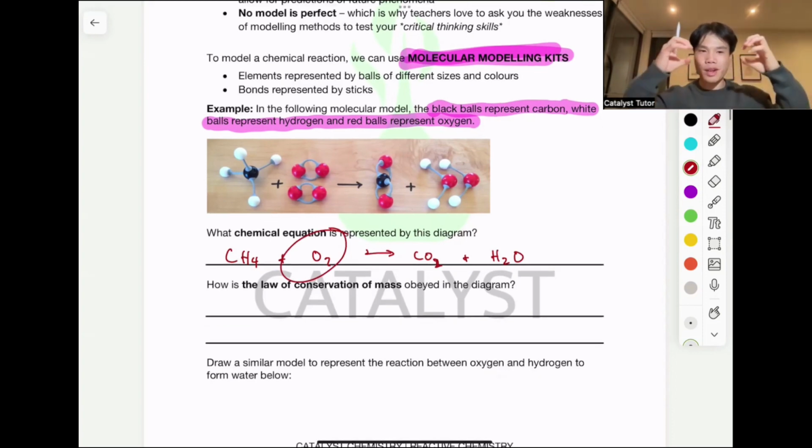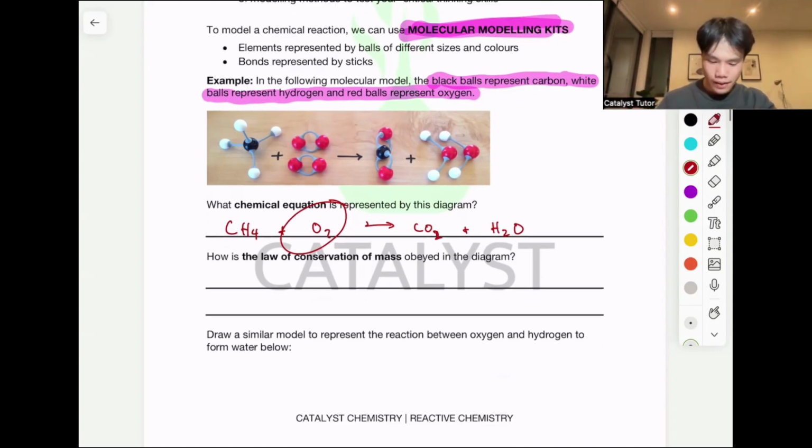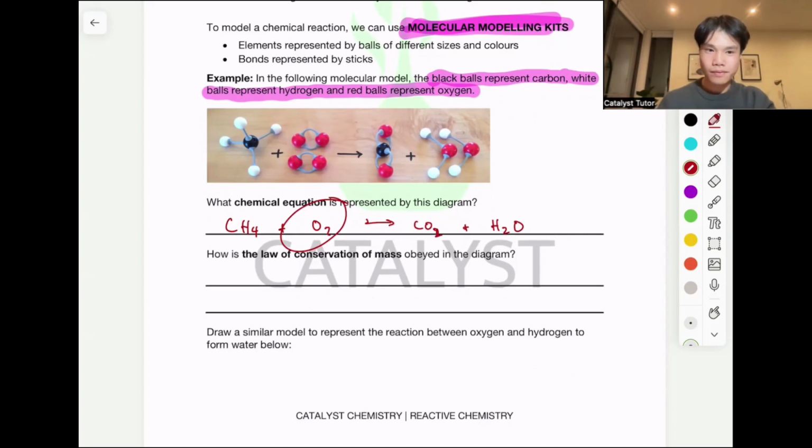So using plastic balls and plastic sticks, we were able to represent what happens in a combustion reaction. That's the idea of a model. It makes things easier to understand, but it has weaknesses. Wait, sorry, wouldn't the diagram show maybe it's balanced? Oh yeah, there should be numbers. Correct.